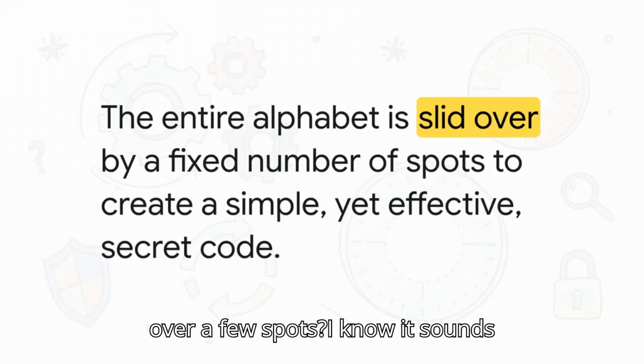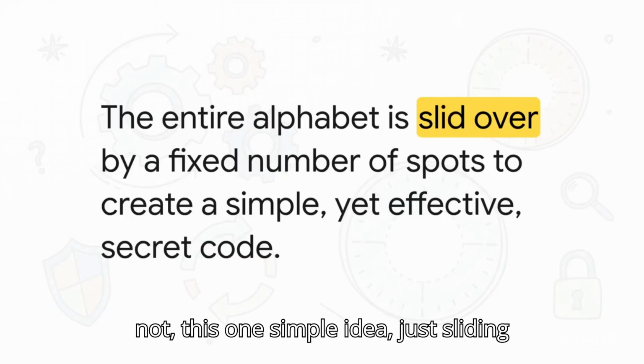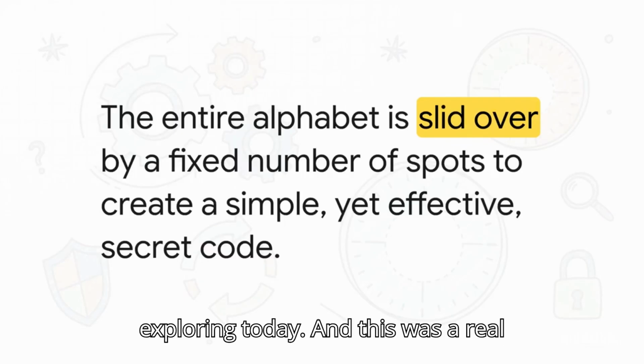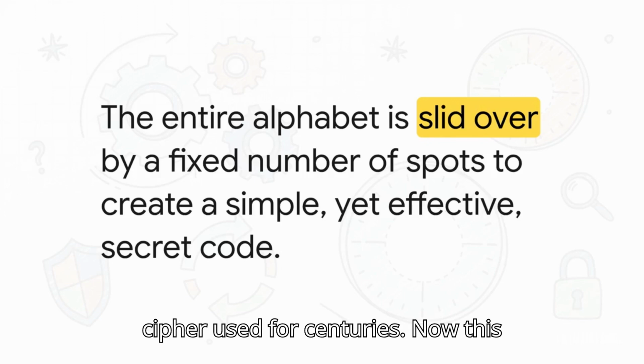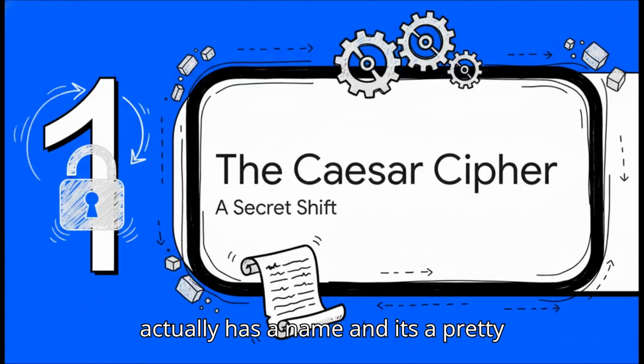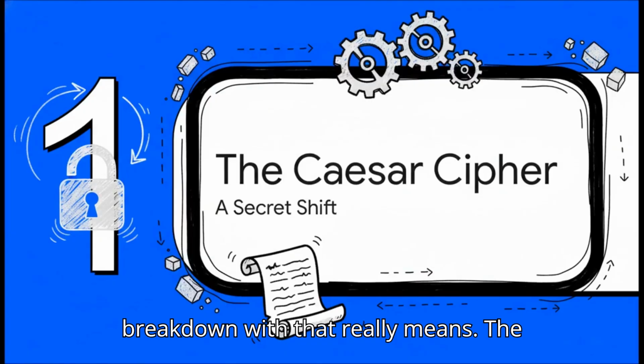I know, it sounds almost too easy, right? But believe it or not, this one simple idea, just sliding the letters, is the core of what we're exploring today. And this was a real cipher used for centuries. Now, this method isn't just some random idea. It actually has a name, and it's a pretty famous one, the Caesar Cipher. So let's break down what that really means.